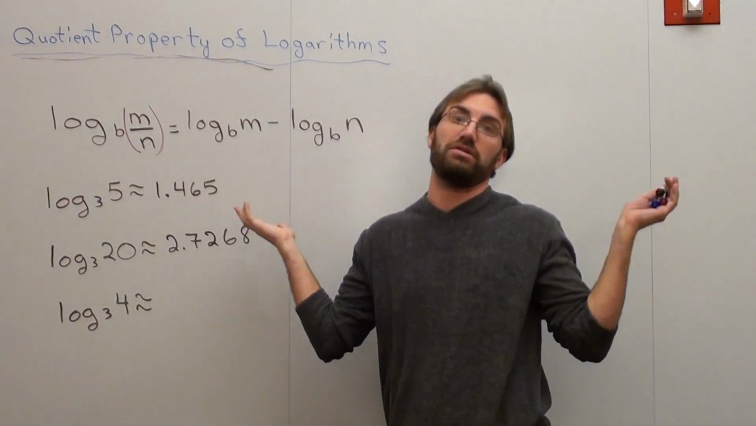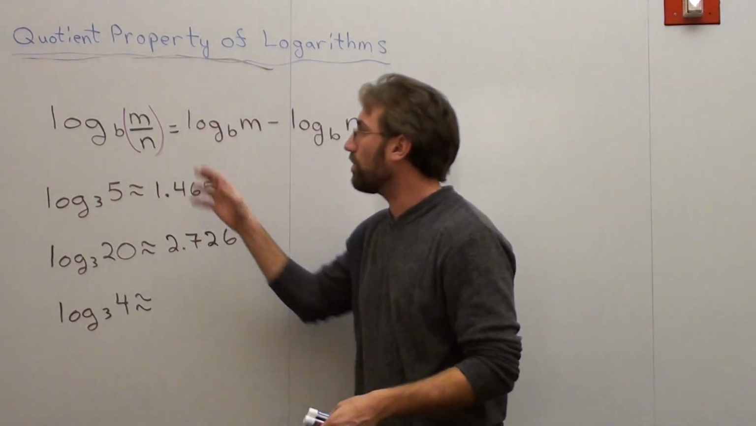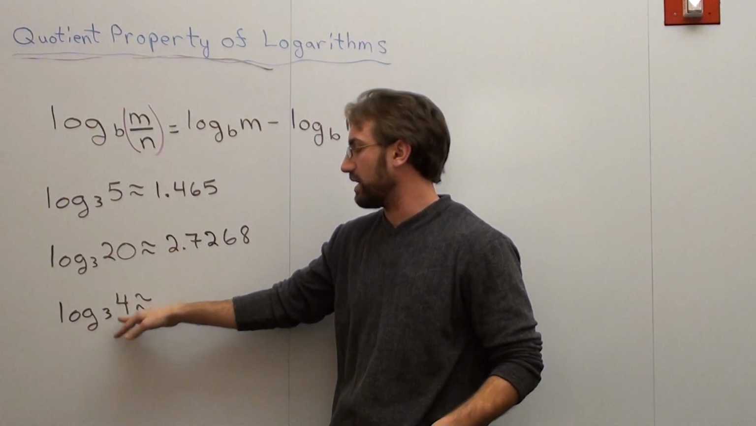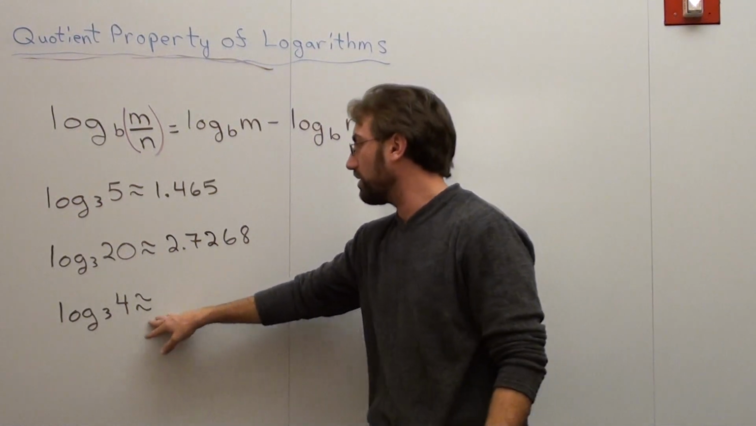I'm lost. I can't do anything. Well, actually, that's not true. I can. We're doing division here, and I want to get a 4, and all I'm given are the numbers 20 and 5. How do I get a 4 from 20 and 5?